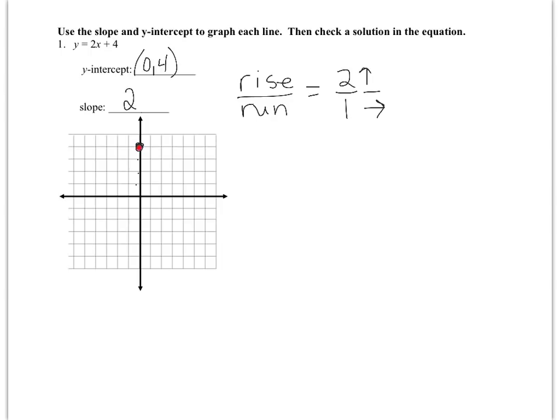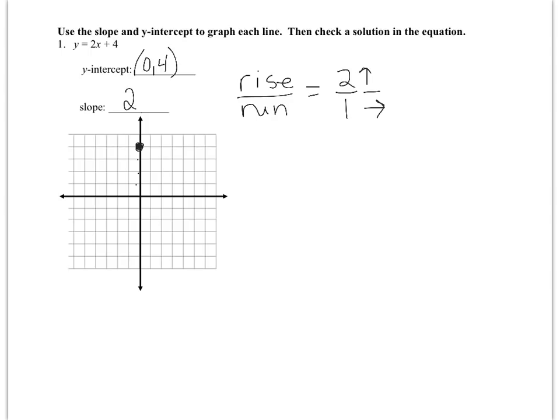Now, if you take a look at what I have here, because my y-intercept is (0, 4), if I were to rise 2 and run 1, I'm going to have a point off the graph. So I've got to think about this. Well, remember, the exact opposite of going up and to the right is going down and to the left.